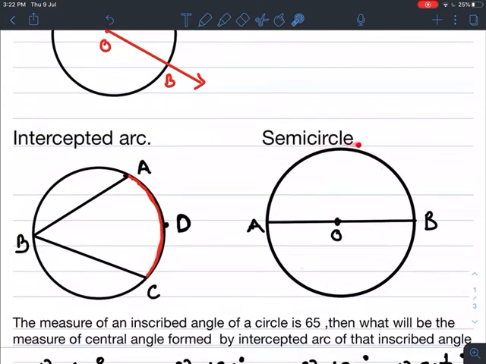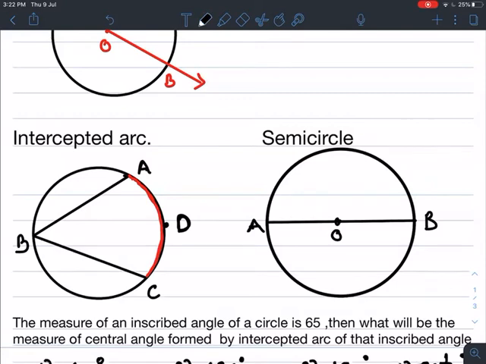Now, the next term is semicircle. So, here it is the circle. O is the center, then AB is called the diameter. OB and OA are the radii of the circle. Due to the diameter, the circle is divided into two equal parts. These two equal parts are called semicircles. The measure of a semicircle is always 180 and the measure of a circle is 360.